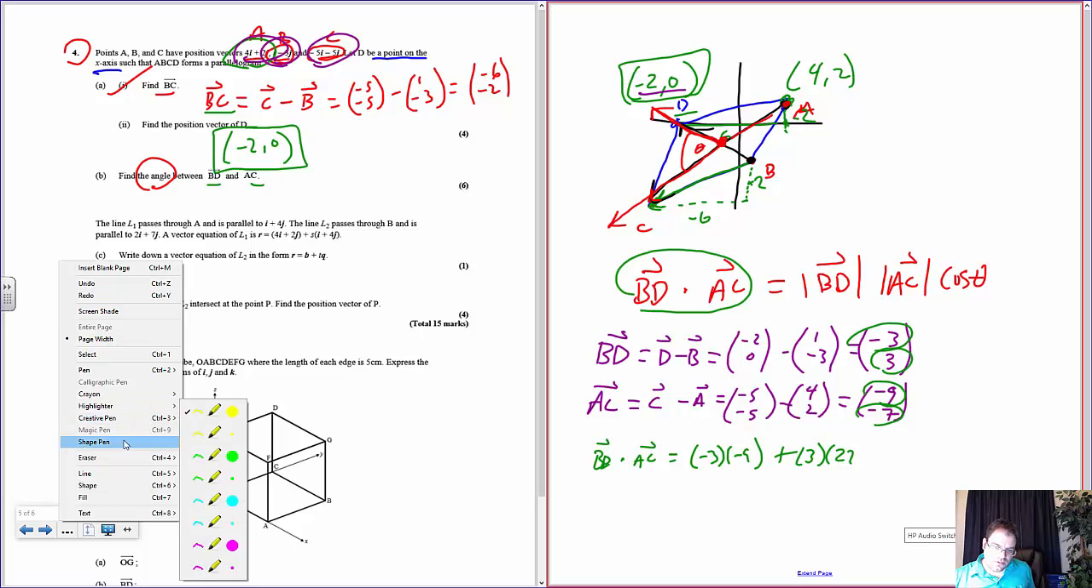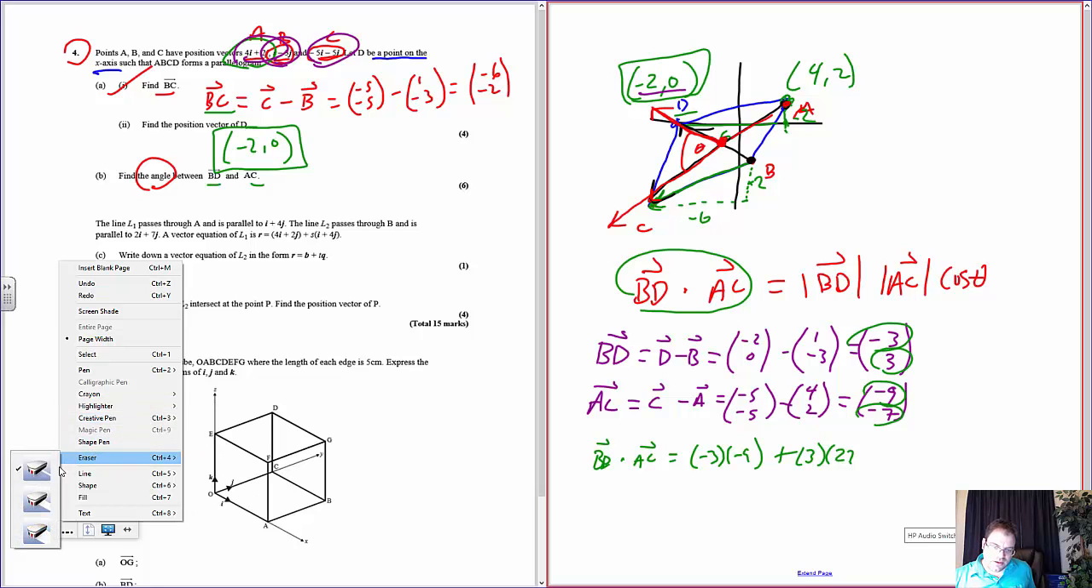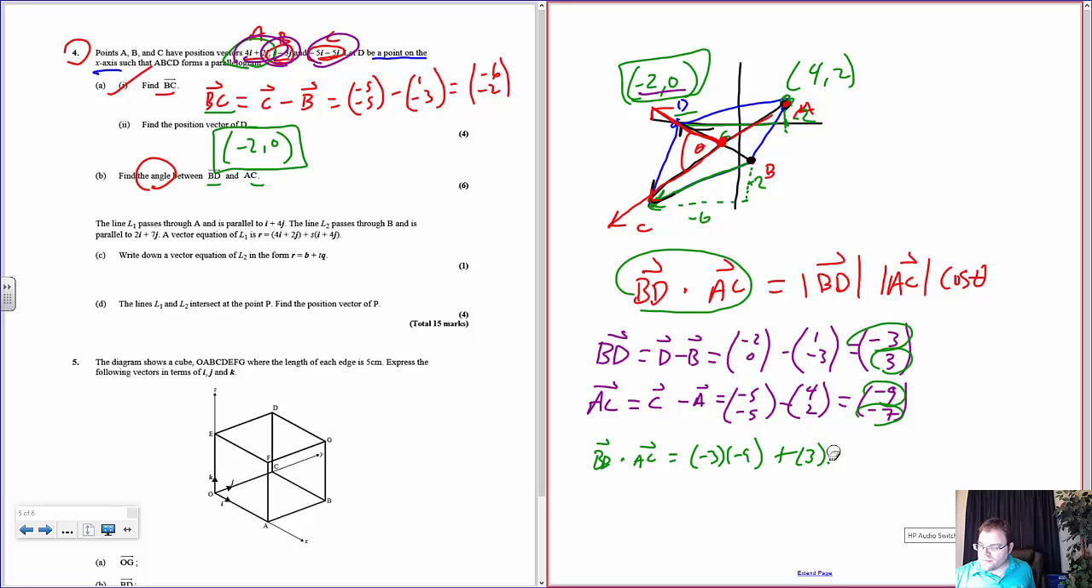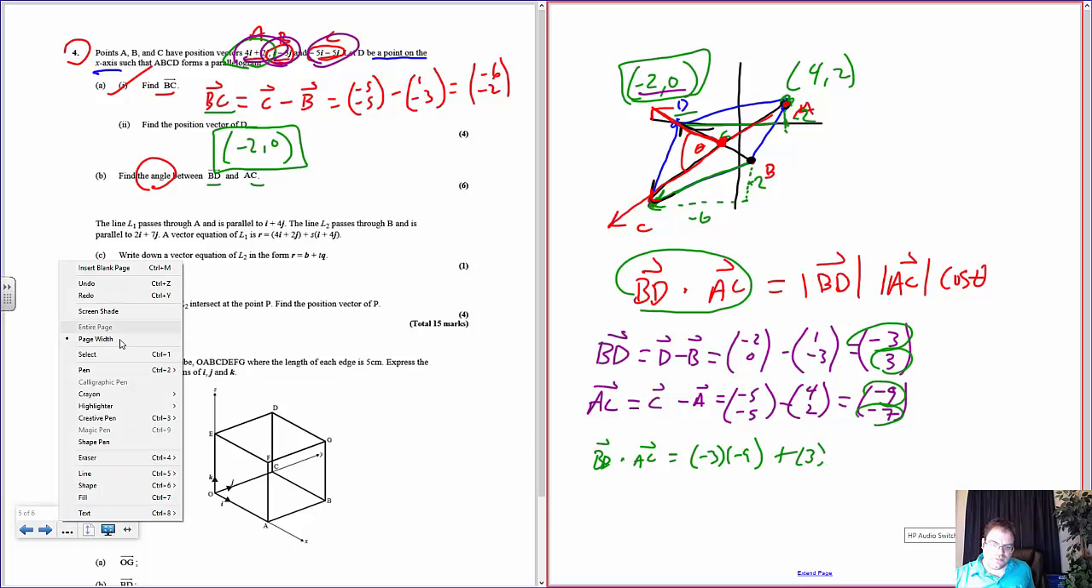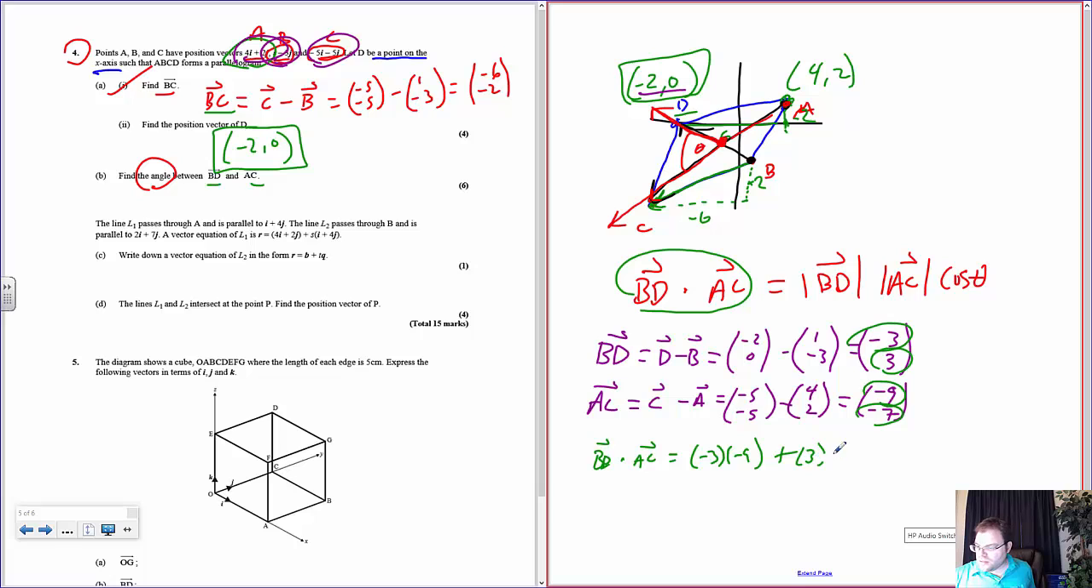Sometimes I get a little quick when I'm writing this math problem. So it's going to be negative 7. So this is negative 3 times negative 9, which is 27, minus 21. So this is going to be 6. That's a dot product. So I found this part. This part right here, I'm telling you, is 6.